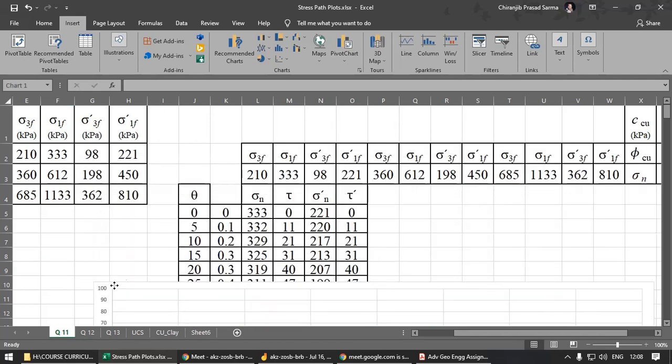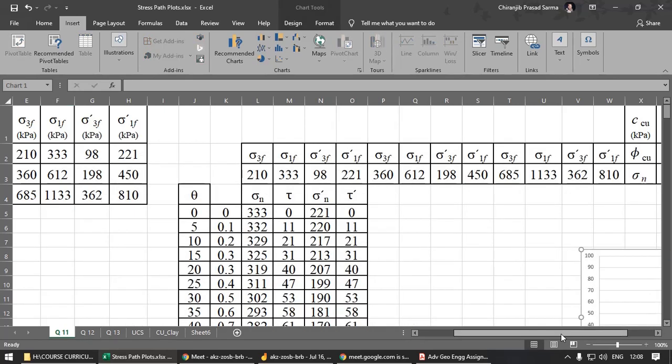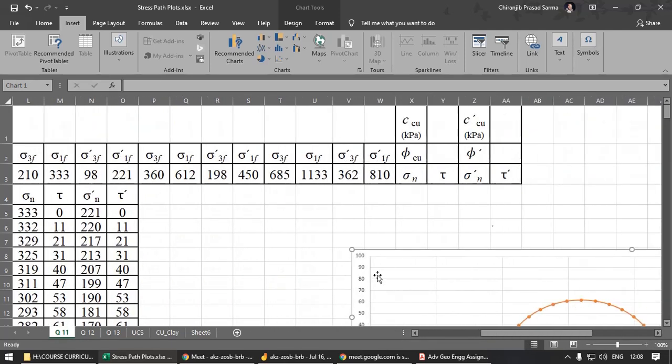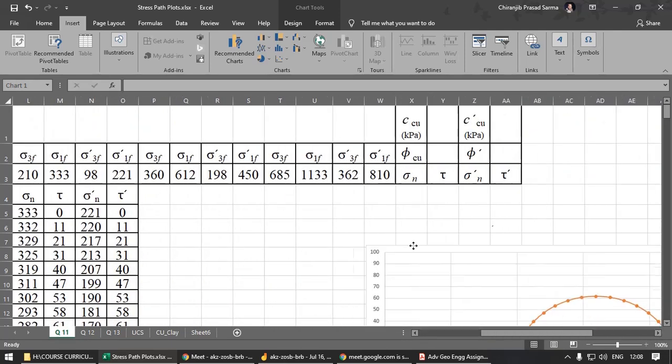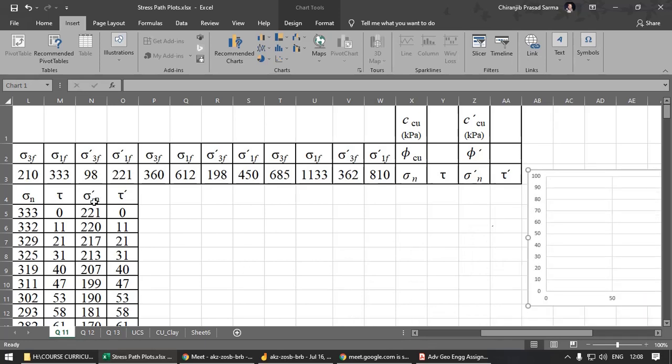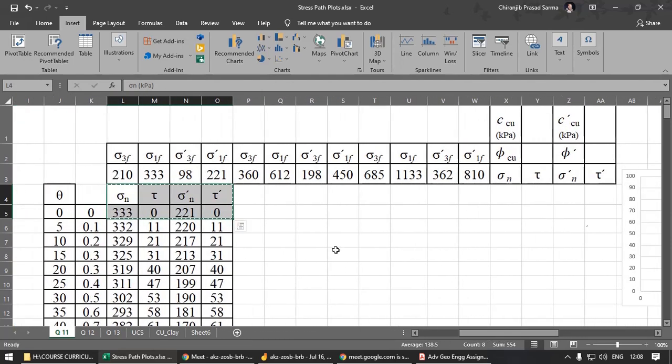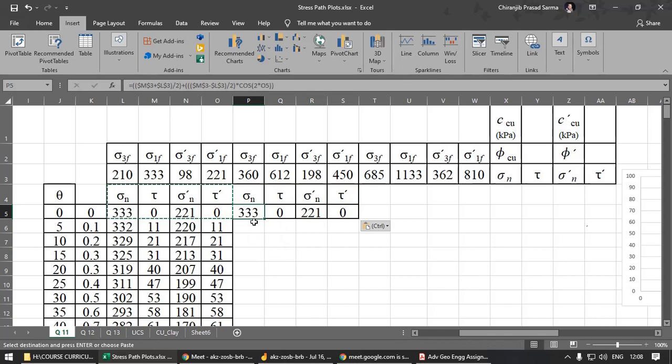Similarly, I will just copy this here, and I have to first correct the things. If I copy it, this will move here, so this has to be corrected. The angle has to be corrected. You can just pull it there and correct it. Okay, so the angle is corrected.